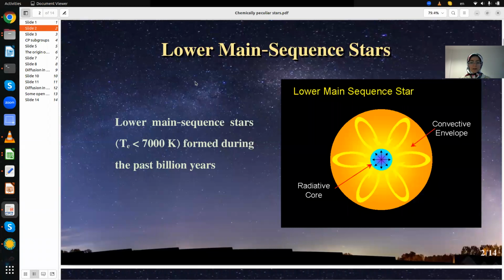Chemically peculiar stars. First, chemically peculiar stars are from upper main sequence stars. But first, what are lower main sequence stars? Lower main sequence stars are stars that have T effective less than 7,000 Kelvin, formed during the past billion years, and are remarkably homogeneous with respect to their rotation, uniformly slow, and chemical composition, approximately solar abundance. And here you see that the convection is in the envelope and radiation is in the core for lower main sequence stars.